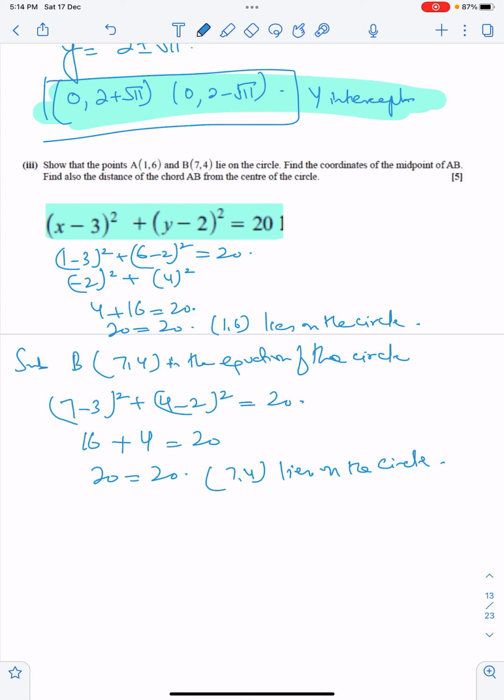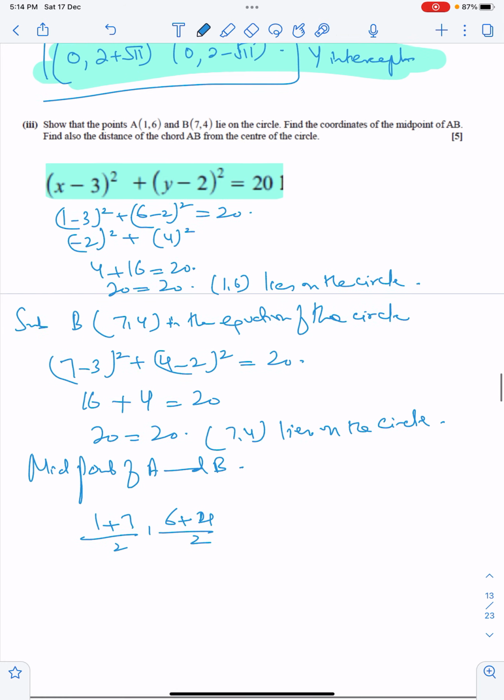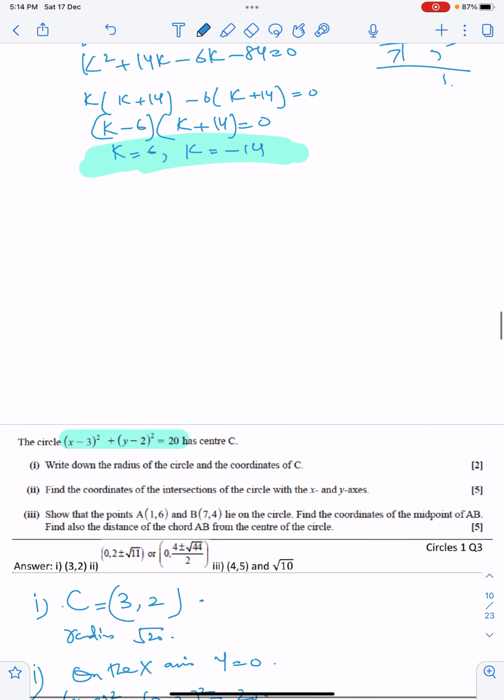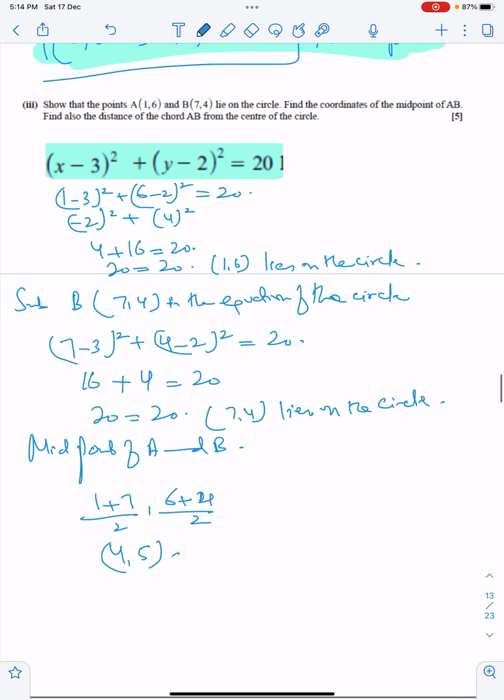Firstly, we'll find out the midpoint of A and B. Using the formula of midpoint, x1 plus x2 divided by 2, y1 plus y2 divided by 2. This is the midpoint. Find also the distance. I'm just drawing the diagram for the circle.